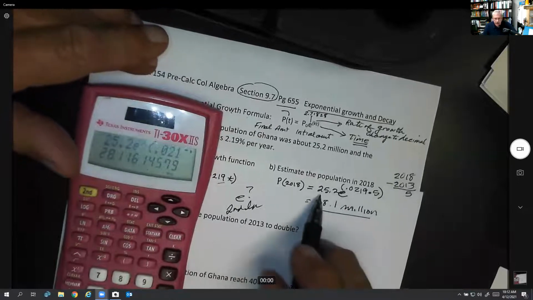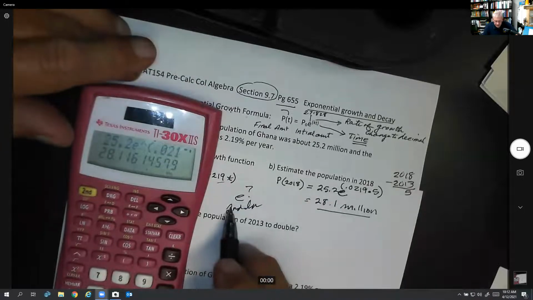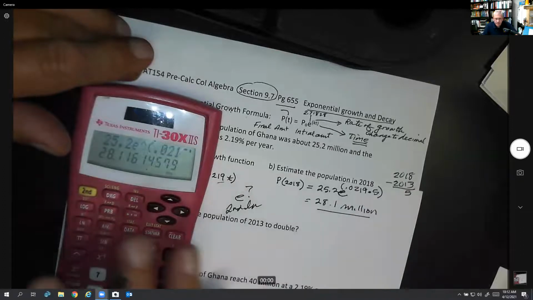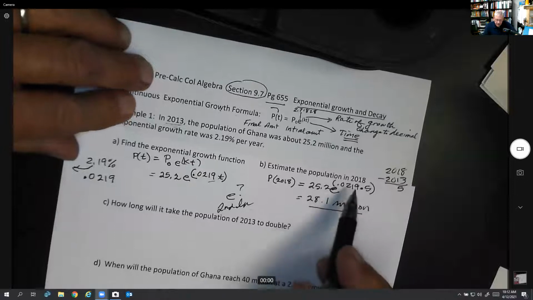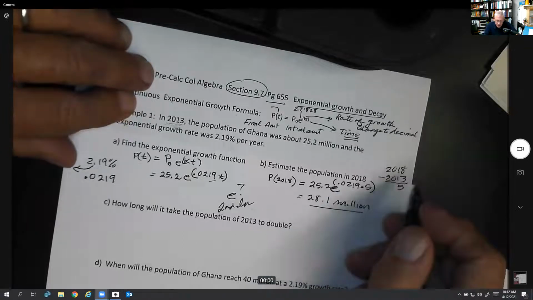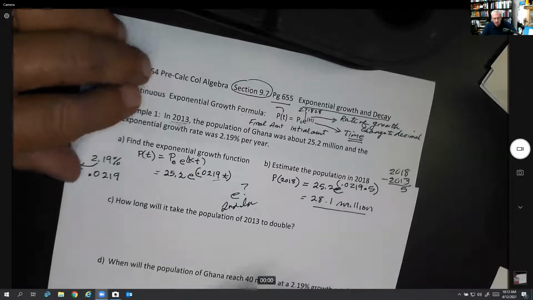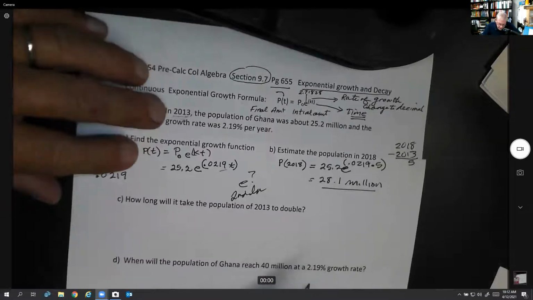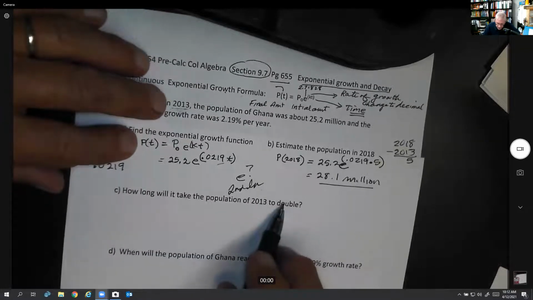So it's 25.2 E, second ln, raised to this power. And that'll give you the population as it's growing at 2.19% per year. So we have to change that to a decimal. Okay, the next question is, how long will it take the population to double?